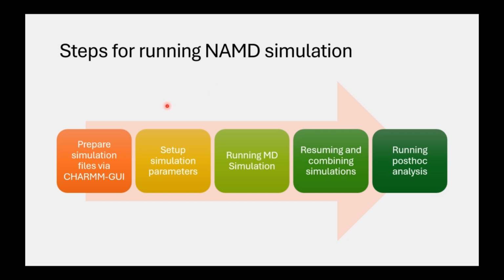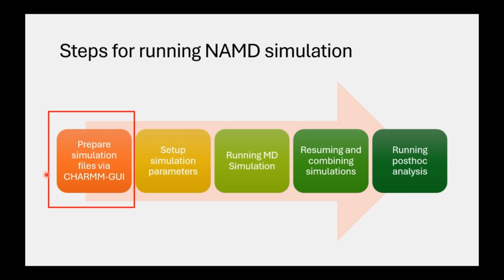So the steps are as follows. Firstly, we need to prepare our simulation files. We can use a website called CHARMM-GUI, and from there we're going to set up the simulation parameters, and then we're going to download the prepared files and run the simulation. And I'm also going to show you how to resume and combine simulations, but prior to that we're going to learn how to run the post hoc analysis first, and then we're going to learn how to resume or combine simulations.